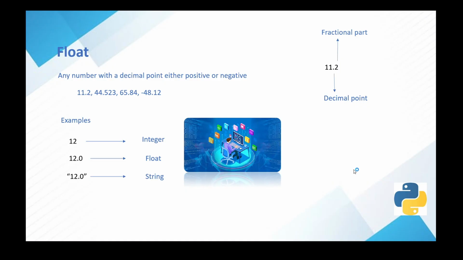For example, 12. 12 is a digit and it is an integer. For 12 we are adding .0, so 12.0. Here we have a decimal point with a fractional part. This is a float. The same thing, when we write inside double quotes, acts as a string.